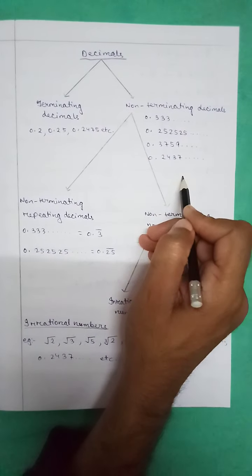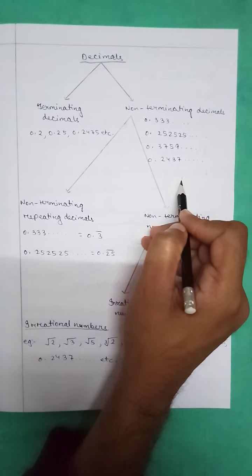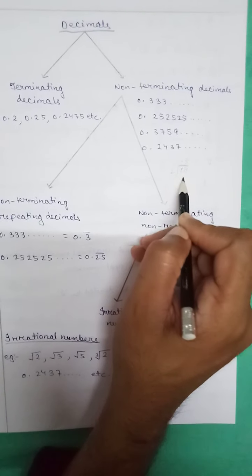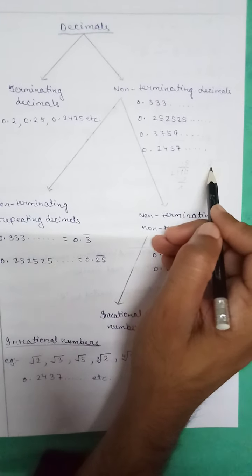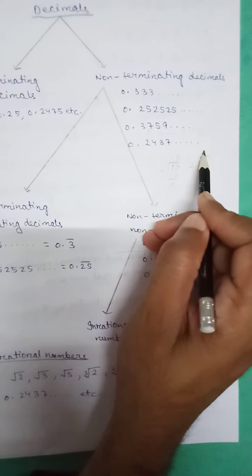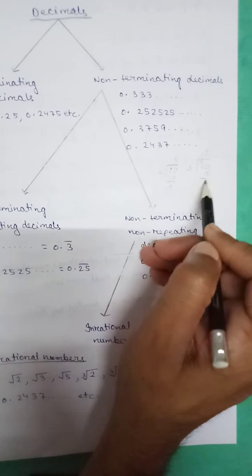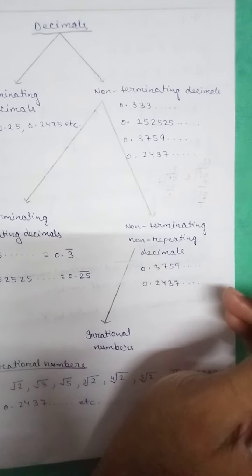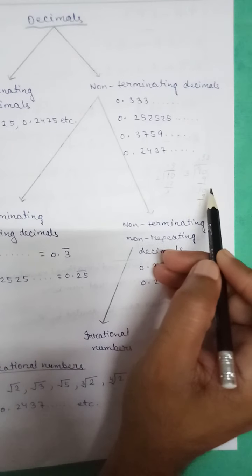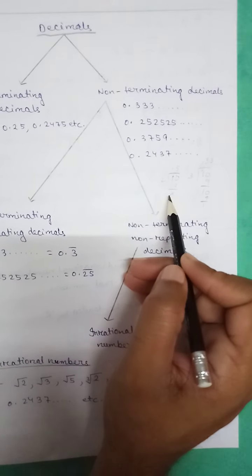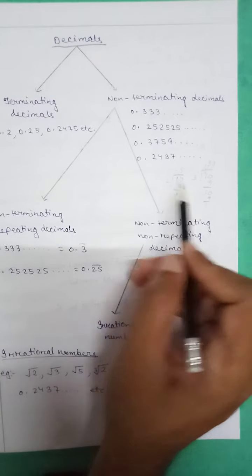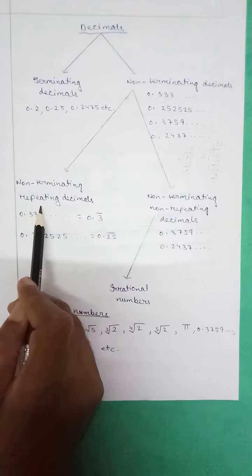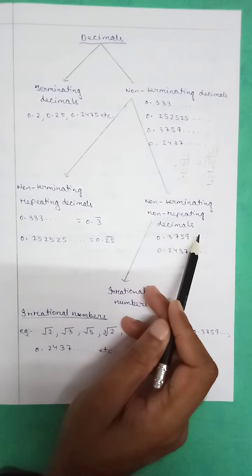One example, if you divide 1 by 2, then whatever decimal you get is a terminating decimal because your division gets over. But when you divide 1 by 3, 3 3s are 9, again 1, again 0, 3 3s are 9, it will continue forever. So in this kind of case, you will get a non-terminating decimal. Here you will get a terminating decimal. These are the examples. Now non-terminating decimals we can divide into two groups: non-terminating repeating decimals and non-terminating non-repeating decimals.